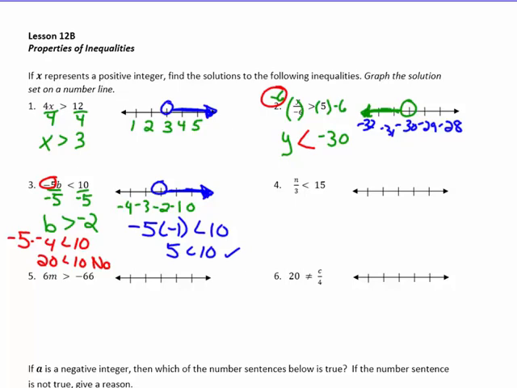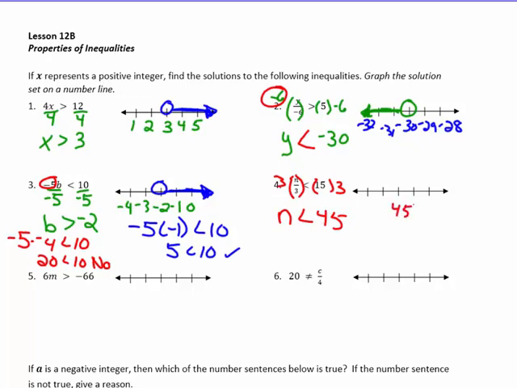N divided by 3 is less than 15. I have to cancel the 3, so I'm going to multiply. What I do to one side, I have to do to the other. Less than 45. I didn't have a negative coefficient, so I didn't have to worry about flipping anything.